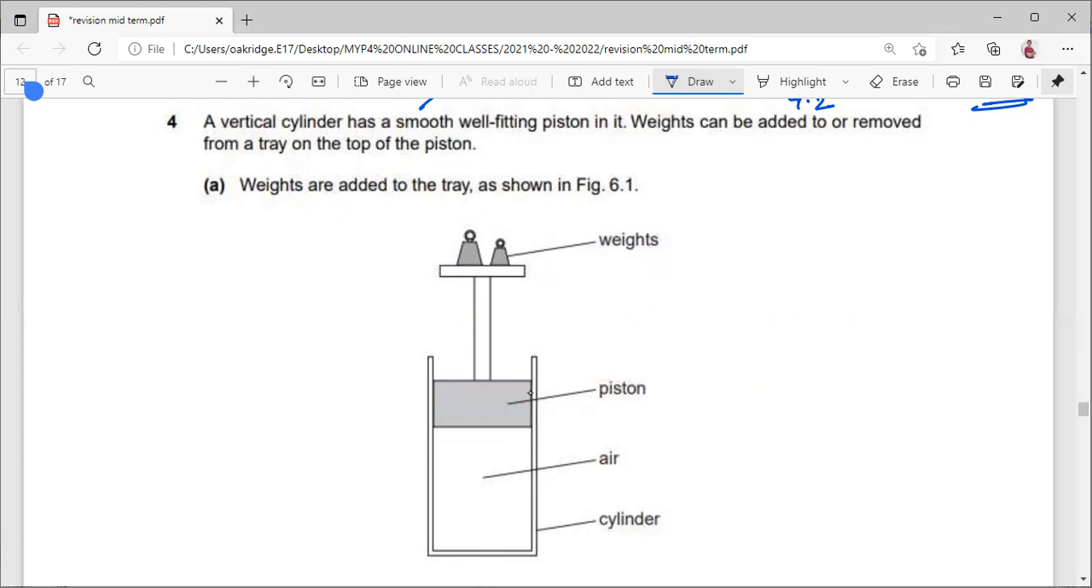Without addition of the weight, the piston is standing like this. With the addition of the weight, you are applying a force over here, and this area. This is the force acting here. Force divided by area, the pressure now increases. So the piston can now get compressed like this. The air can get compressed.